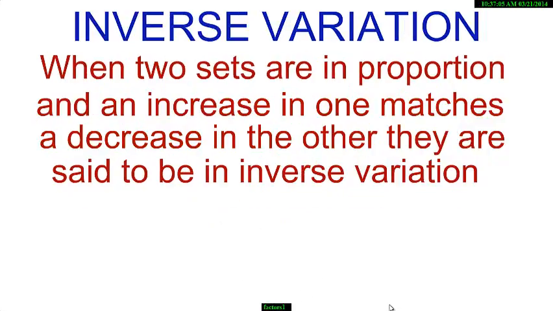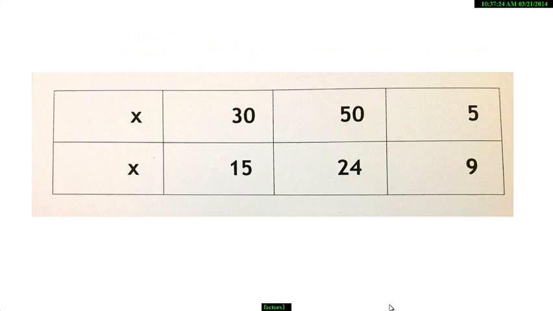When two sets are in proportion and an increase in one matches a decrease in the other, they are said to be in inverse variation. So x varies inversely with y if x is equal to some constant divided by y.